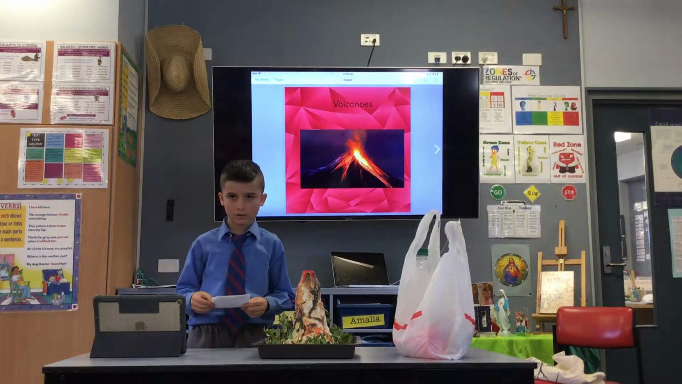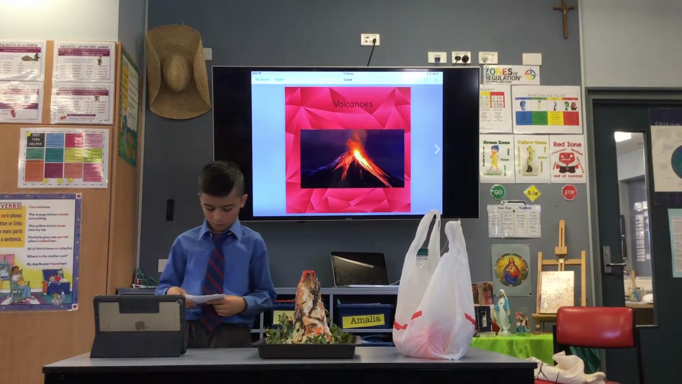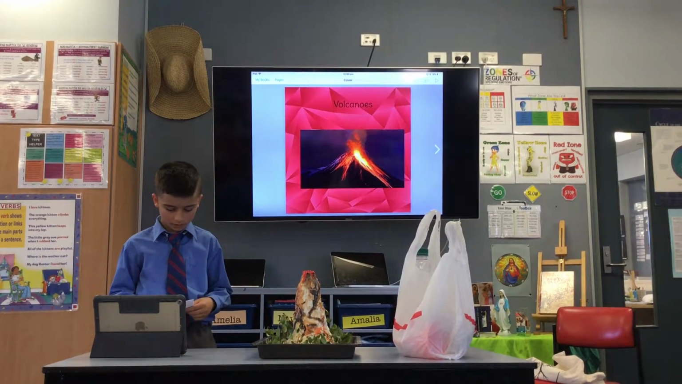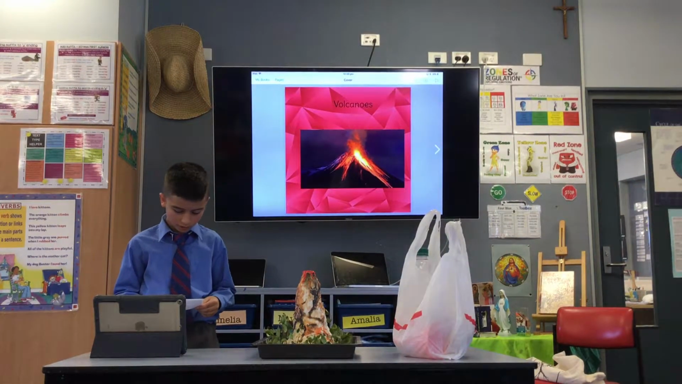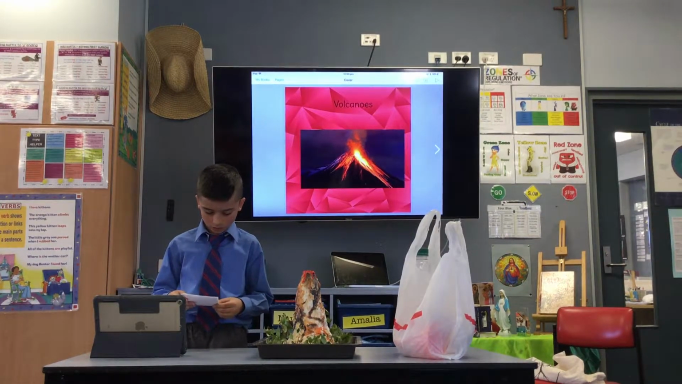But first, let me tell you a few facts about volcanoes, how they are formed, what causes them to erupt, and how destructive they can be. What is a volcano? A volcano is a mountain that opens downward to a pool of molten rock under the surface of the earth, commonly known as magma. The center of the earth is hotter than the surface of the sun.